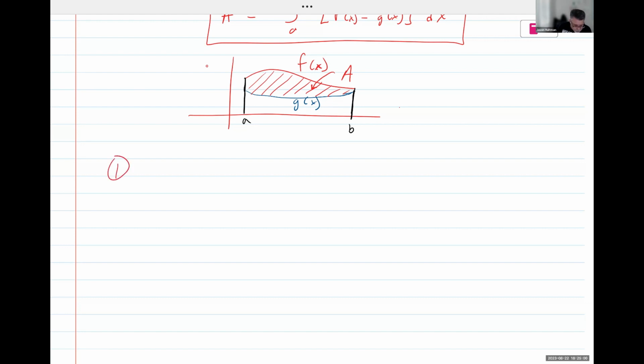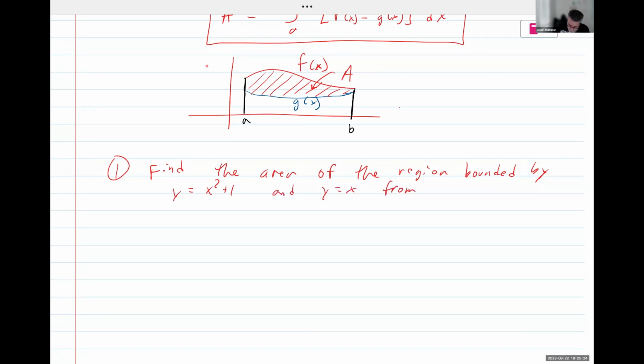Okay, so let's do an example. Find the area of the region bounded by y equals x squared plus 1 and y equals x from 0 to 1. Okay. So let's draw a picture and see what's happening here.